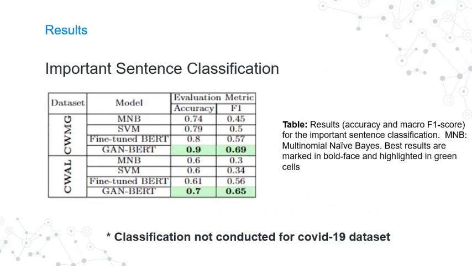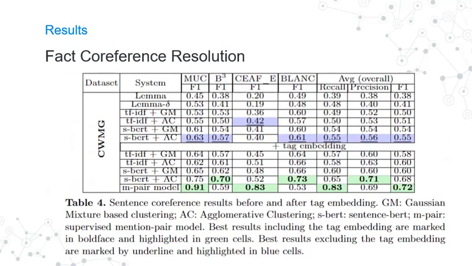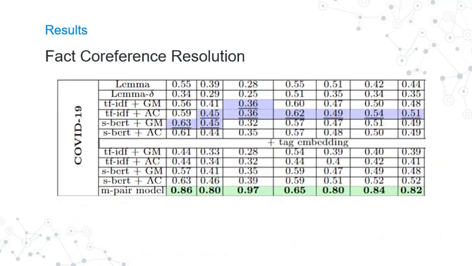Now coming to the first part of our results, we can see that GAN-BERT clearly outperforms the other baselines for the sentence classification task. Note that this step was not conducted for the COVID-19 dataset. This is the result for fact coreference resolution. We can observe that the performance significantly improved after incorporating the tag embeddings for all three datasets.